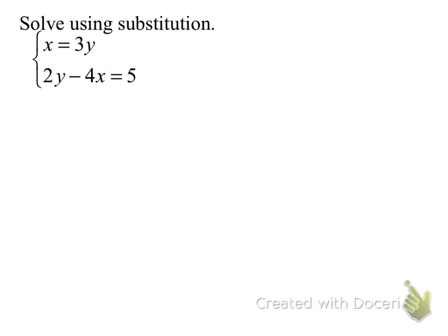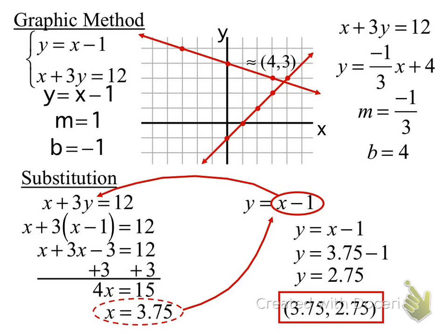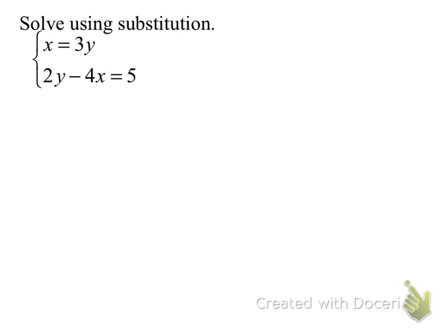All right, you ready to try this on your own? Every time so far, we've been substituting for the y because the y was alone. What are you going to substitute this time? You're going to substitute 3y for x because x is alone. Okay, pause the recording and you guys try the next one.